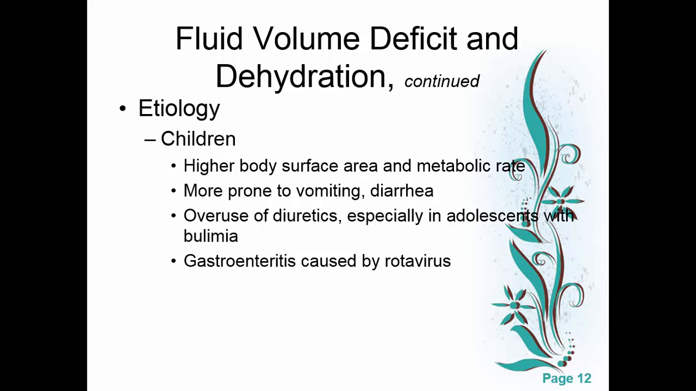They are more prone to vomiting and diarrhea. Overuse of diuretics, especially in adolescents with bulimia, is also a cause. Gastroenteritis caused by the rotavirus is also a cause. Radiant heat, which is also known as phototherapy, that is used to treat hyperbilirubinemia, increases their insensible loss of water through their skin.